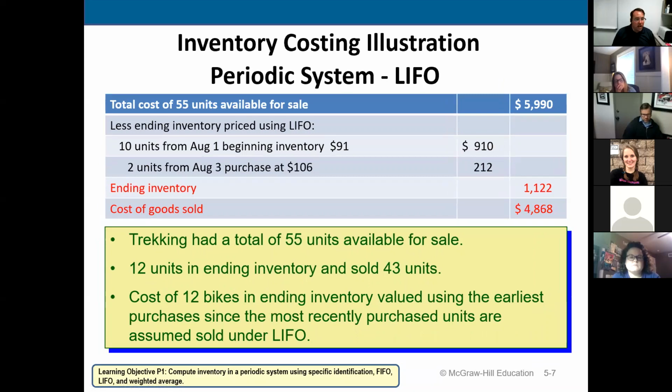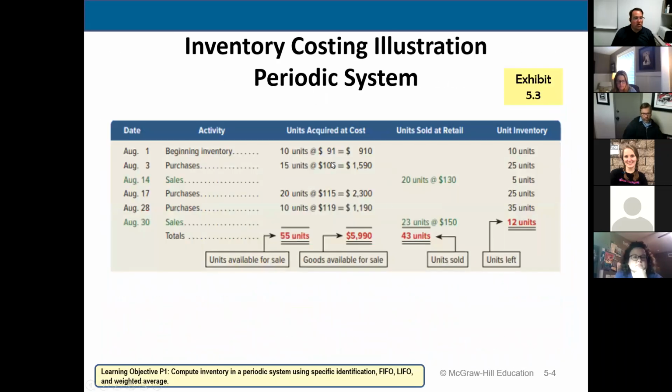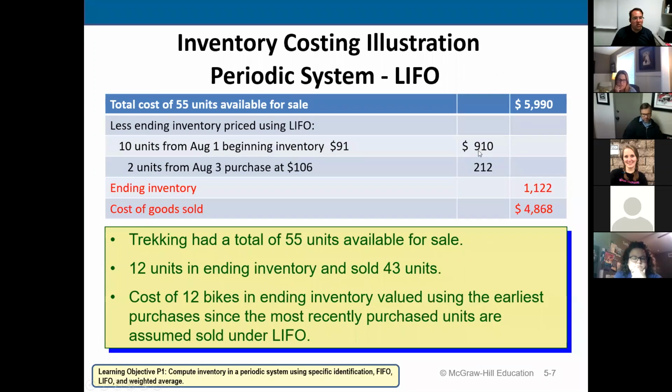With last in, first out, we're going to kind of do the same process, right? We're going to say, well, there's 12 units sitting there in ending inventory. Which 12 units are they? Well, in this case, we're going to assume they're the oldest units. So if we looked back at our table here, we'd say it was the 10 units I had at the beginning of the month, plus 2 more of these that I purchased on August 3rd. So it'd be 10 times 91 plus 2 times 106. That would be the cost of the units sitting there in inventory.